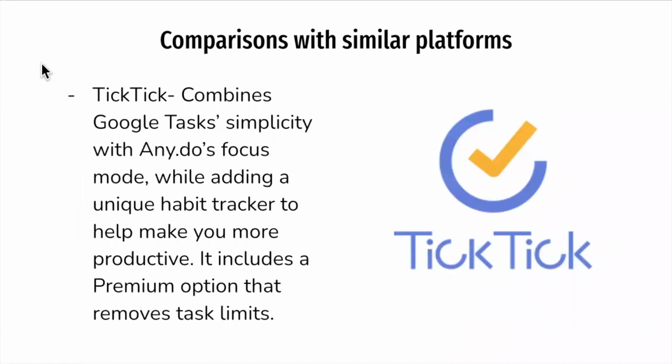There's also a platform called TickTick, which combines Google Tasks' simplicity with any.do's focus mode, while adding a unique habit tracker, which will help you to be more productive. It also includes a premium option that removes task limits, so you can pay for a subscription to unlock all of its features and to get the most out of this to-do list application.